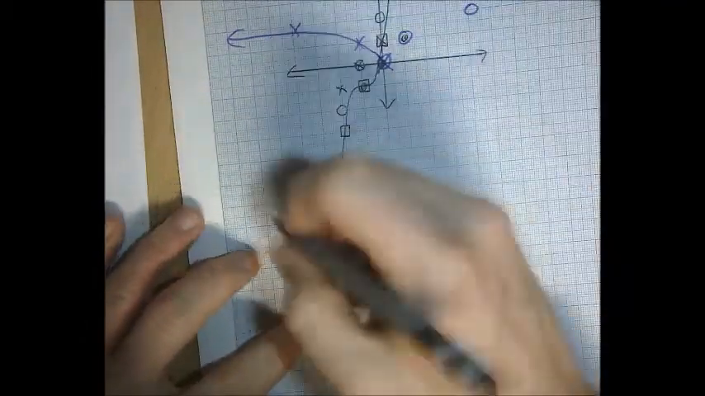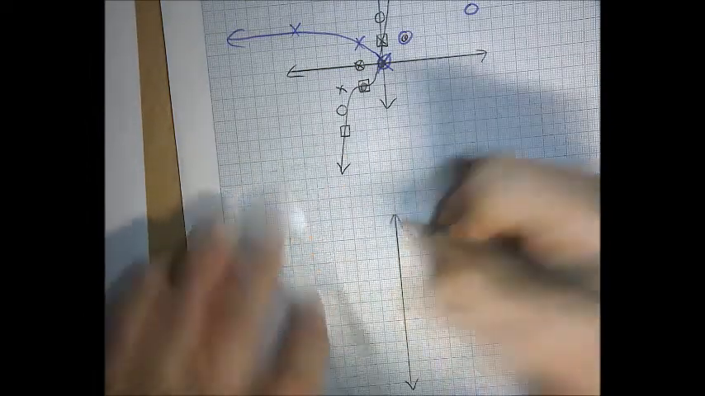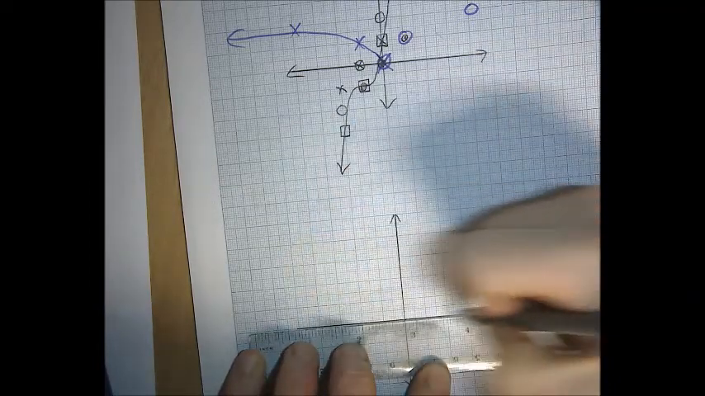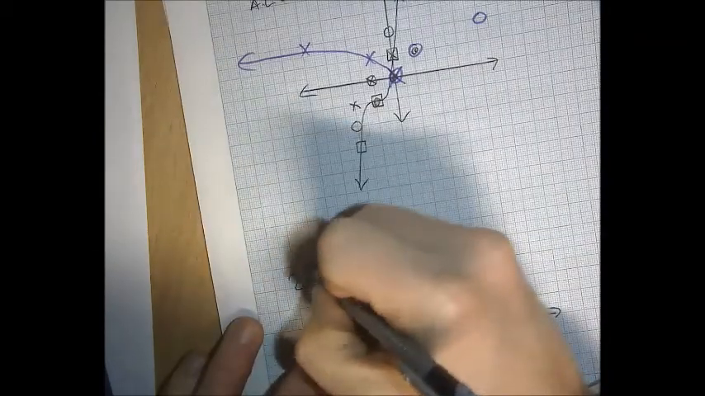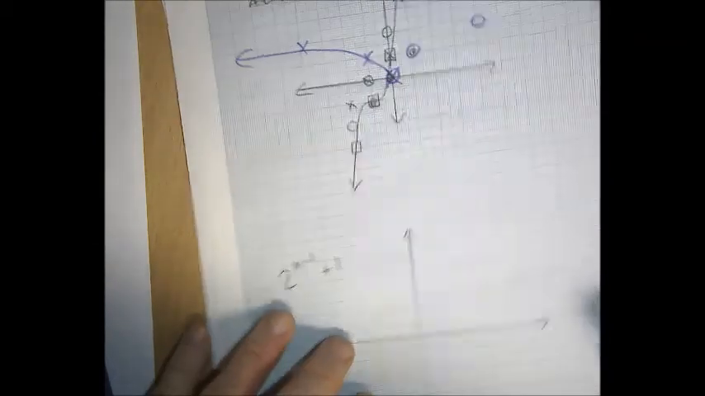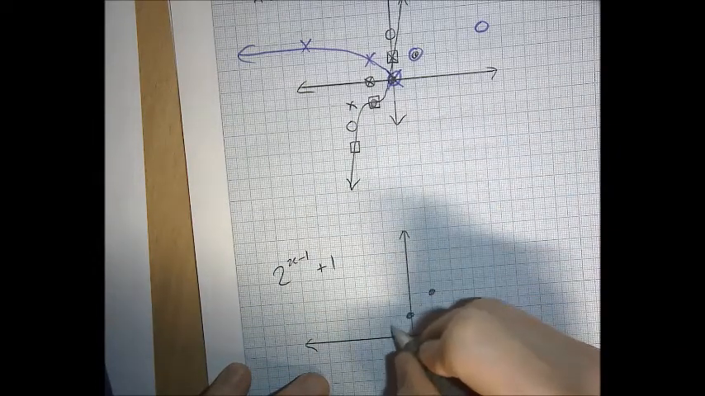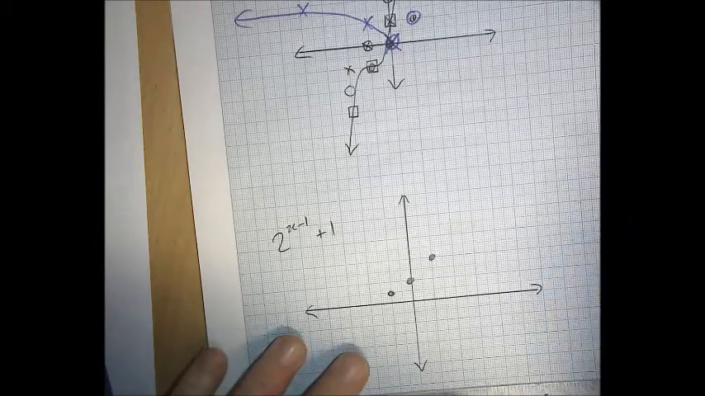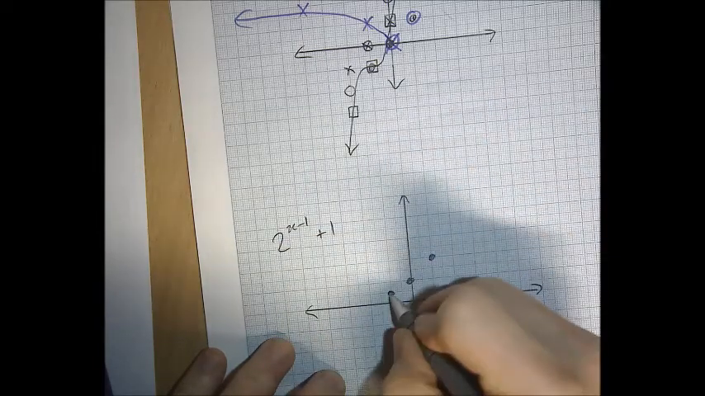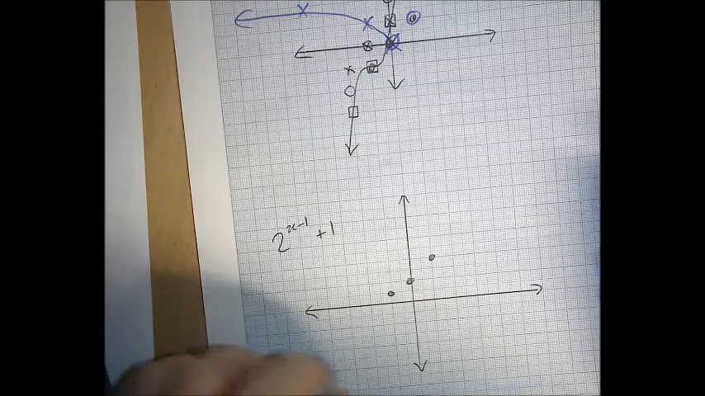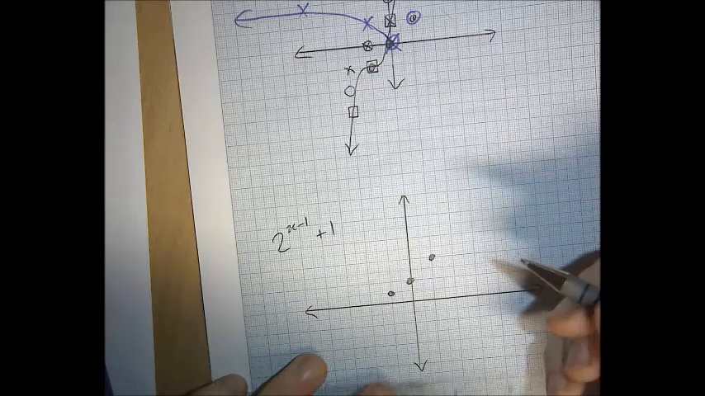Okay, now I'm going to graph 2^(x-1) plus 1. The basic shape for an exponential is this. If I drew it, there'd be an asymptote down here. That's too high, because 2 to the power of 1 is 2. That's half high, because 2 to the power of negative 1 is half. And these graphs always have a 1 to 1, because anything to the power of 0 is 1.